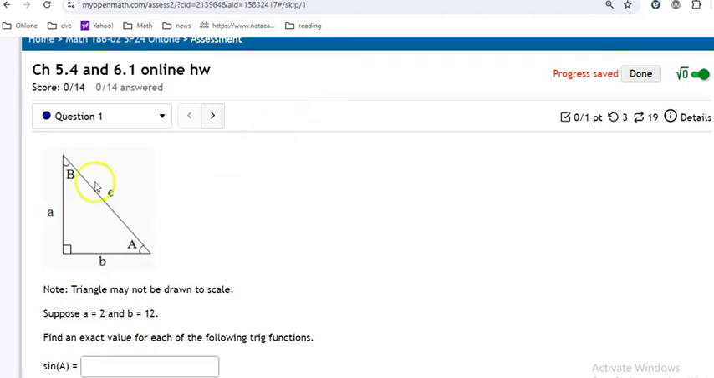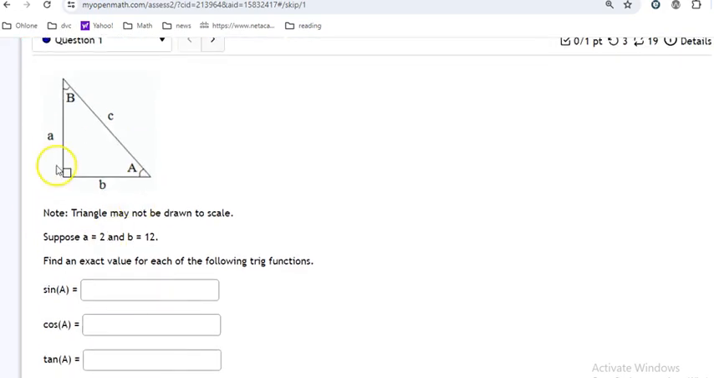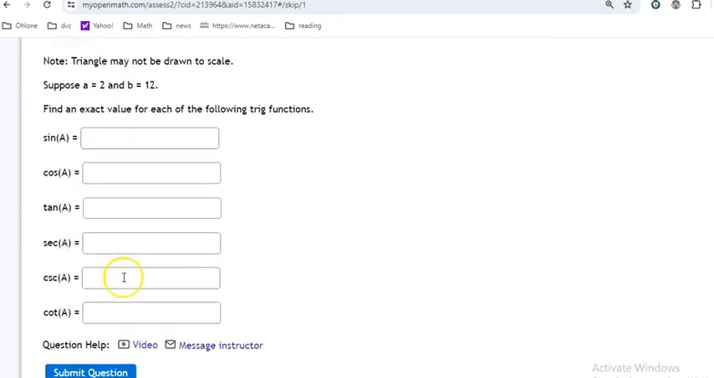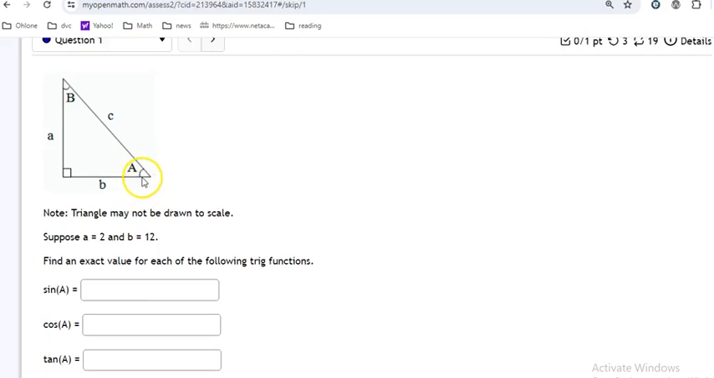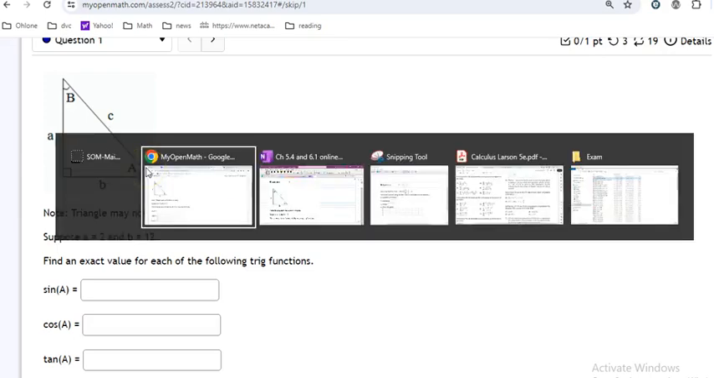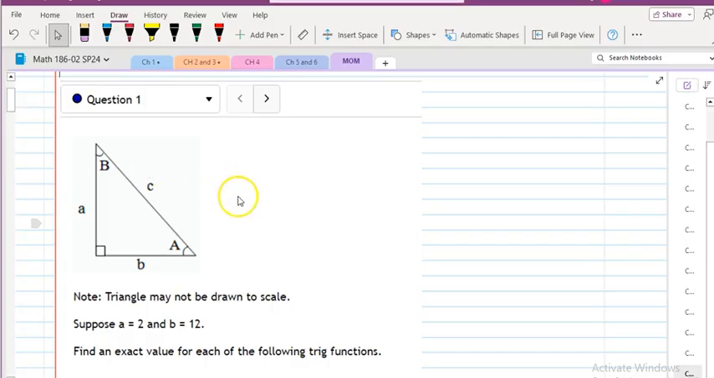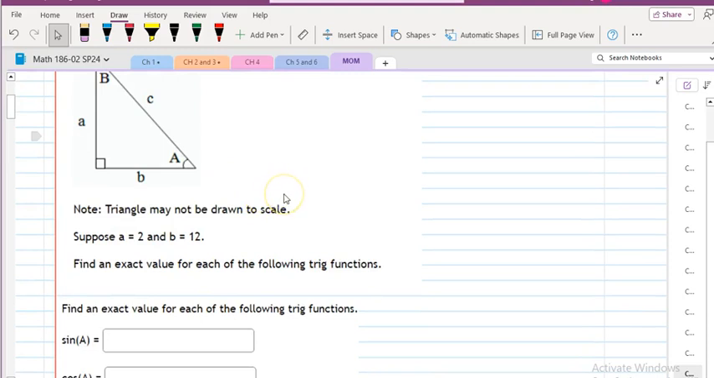Question 1. We have a right triangle, because this is a right angle here, with side lengths A, B, and C, where A is 2 and B is 12. We want to find the exact value of each of these trig functions without solving for angle A. To find sine A, cosine A, and the rest, if I know the side lengths, I can just write the ratios out. So you don't need to find the angles at all. It's just finding the ratio. Let's look at it in the notes.